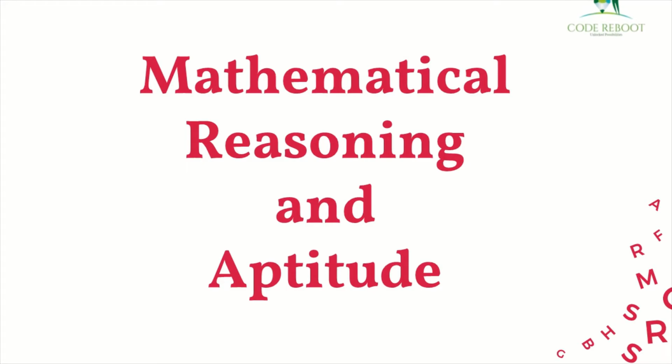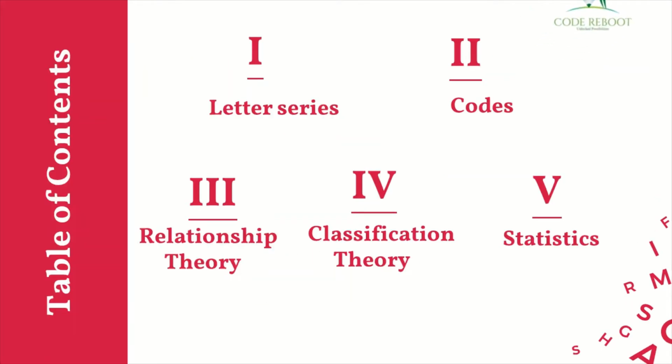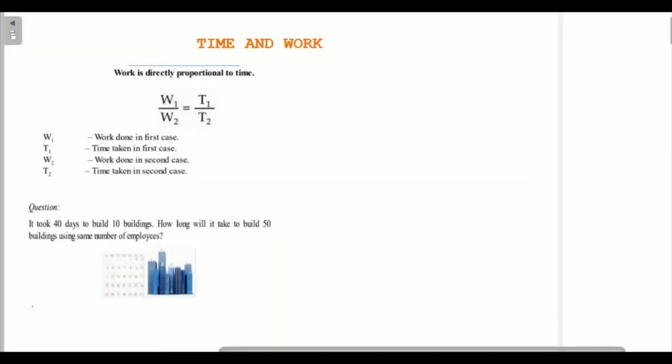In mathematical reasoning, we have 6 topics. We have already completed the first topic. Next we are going to see time and work. Here we have the question. It took 40 days to build 10 buildings. How long will it take to build 50 buildings? So we have to find the time taken for building 50 buildings.